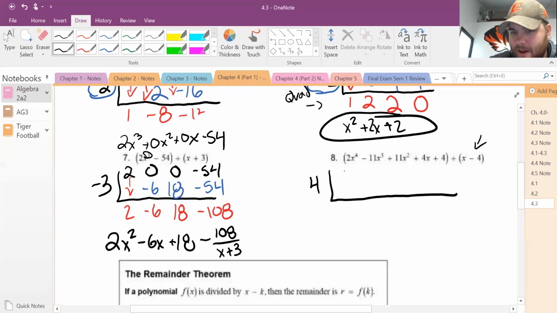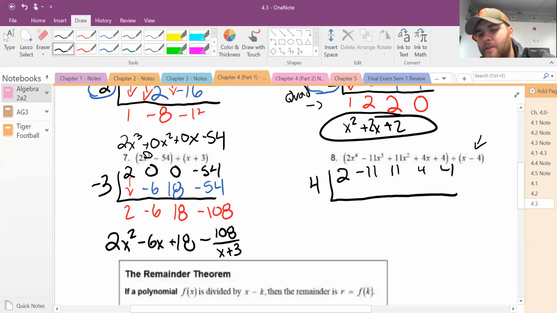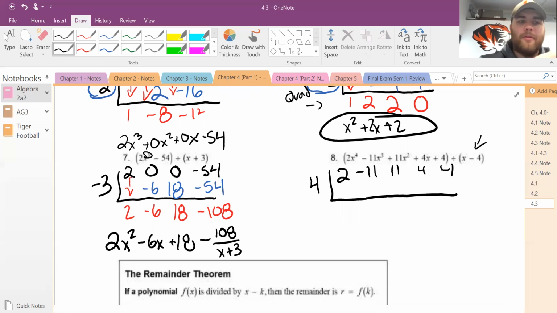What do I put on the inside? I put my coefficients of my starting polynomial. So I have 2, I have -11, positive 11, positive 11, 4, and 4. Did I need any placeholders in this one? Well, I don't, right? I have 4, 3, 2, 1, 0, blast off. So we're good. Okay, I didn't need a placeholder.